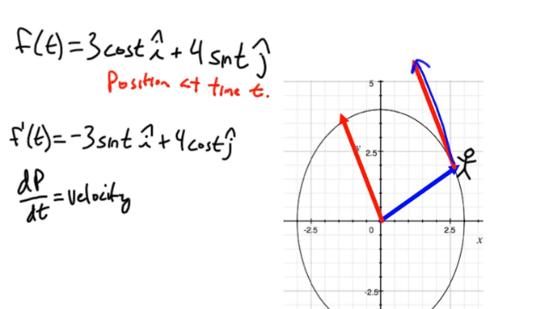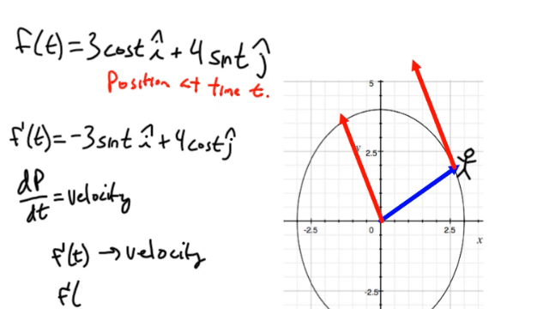So what is the magnitude of that? The magnitude is the speed. So we know that f prime of t is velocity, and that means that the magnitude of f prime is speed. That's just telling you how fast you're going around the curve. Velocity also tells you how fast you're going, but it also includes that direction component.